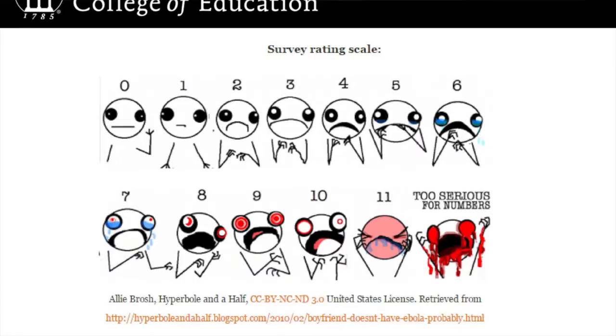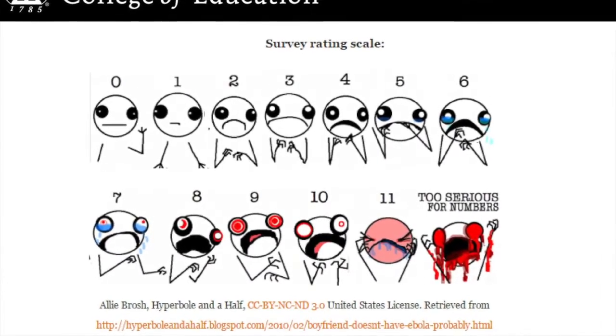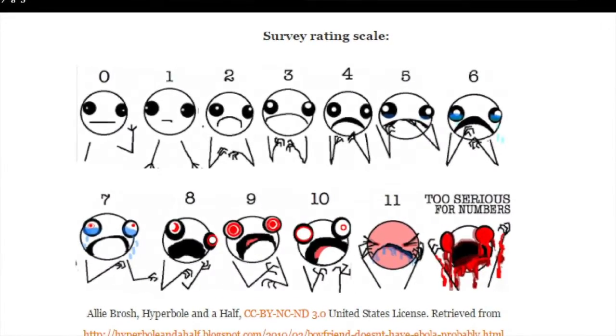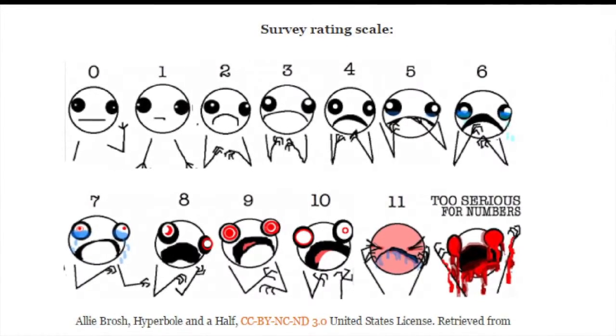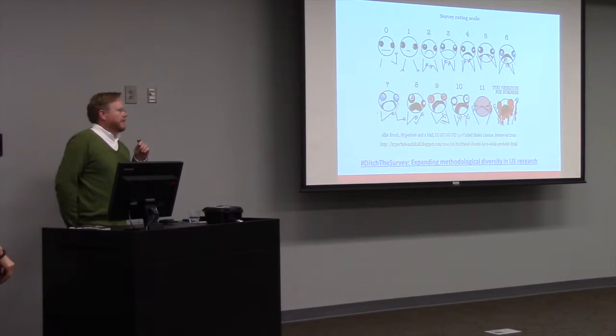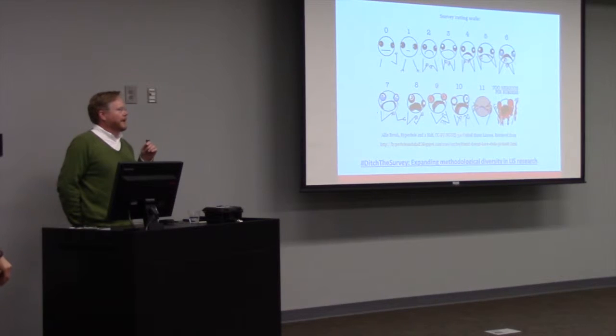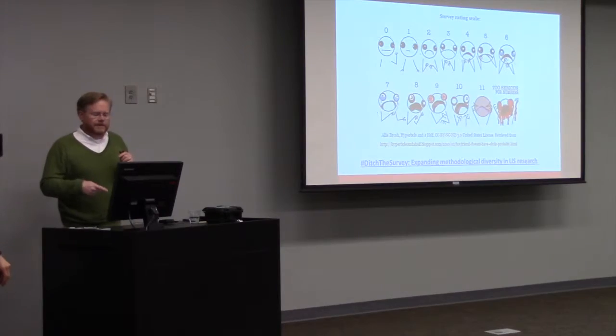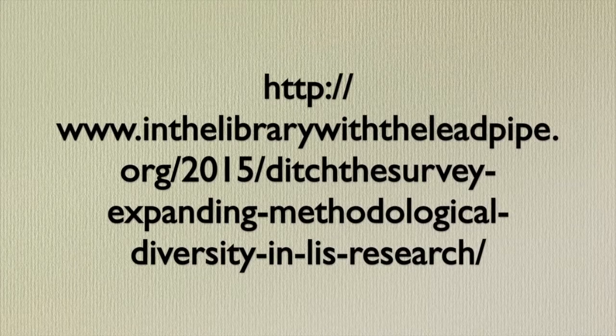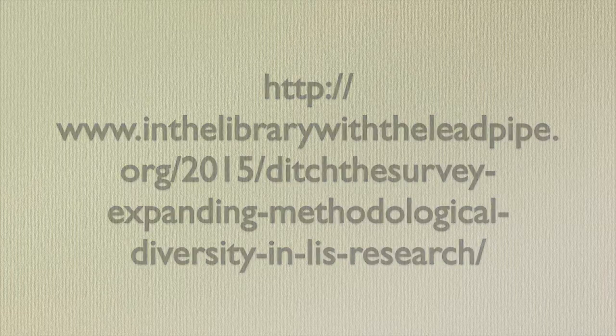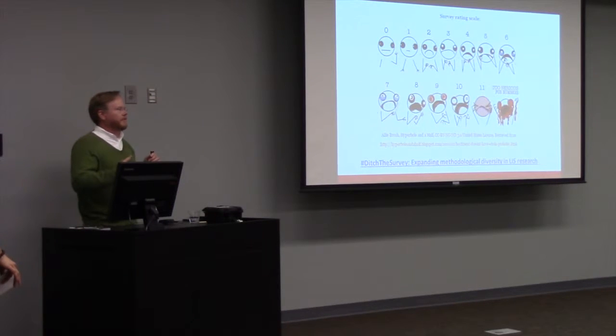I'd like to talk first about why libraries could do qualitative research. And this is a graphic that was used in an article called Ditch the Survey, Expanding Methodological Diversity in LIS Research. One of my colleagues at Tennessee, Chris Eaker, our data curation librarian, is doing qualitative work and spent a week at a research methods workshop. And part of their output was, what did you learn in your workshop? And they put together this article that was published in Library with a Lead Pipe. It was talking about the prevalence of survey research in libraries is really skewing how we look at ourselves and what we do. So they were advocating we need to use more diverse methods, including qualitative.